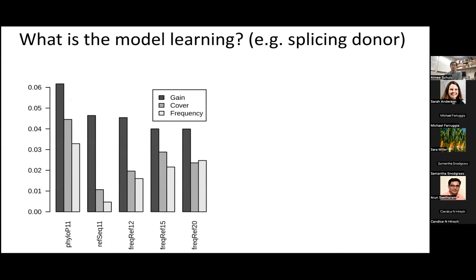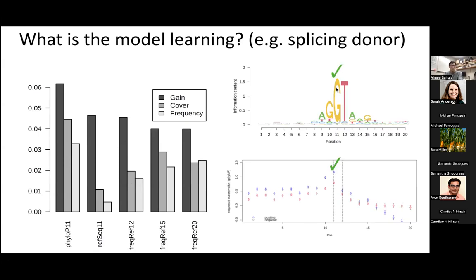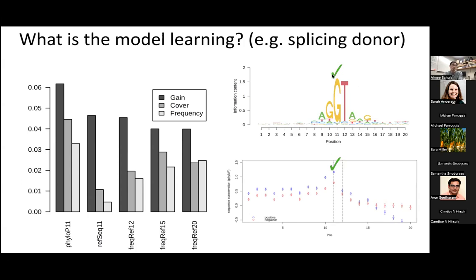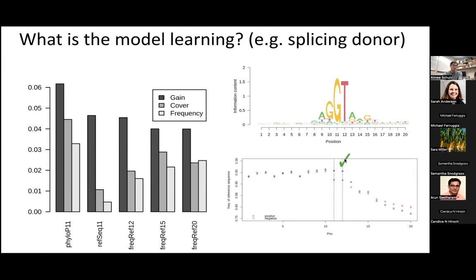Okay, so what is the model actually learning? Again, we'll use the splicing donor example, and what I'm plotting here are the top 5 important features in the model. The first 3 are the phyloP score at site 11, the reference sequence motif at site 11, and the frequency of the reference allele at site 12. Sites 11 and 12 are actually the GT motif of a splicing donor. So the model is actually learning the GT motif, and the phyloP difference or the reference allele frequency difference at the second site.